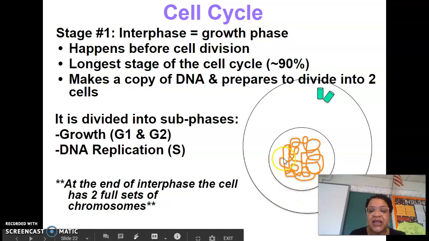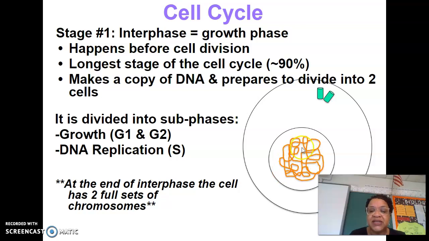I want you to label, this is the nucleus, and what we call DNA in the nucleus at this point is chromatin, and these are centrioles. Centrioles are only in animal cells. If you draw a plant cell, do not draw the centrioles.